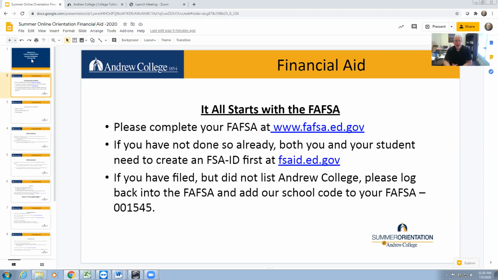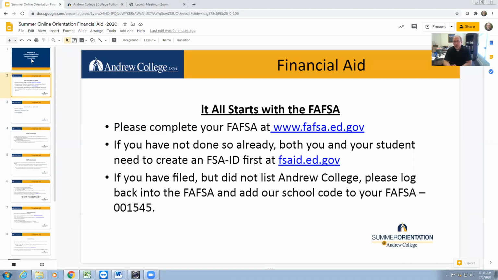Financial aid all starts with a FAFSA. You'll complete your FAFSA at www.fafsa.ed.gov. Hopefully, most of you have done this already. For some of you who have not, before you file the FAFSA, you and your student will need to get an FSA ID, at fsaid.ed.gov.